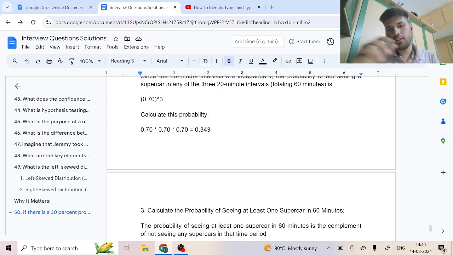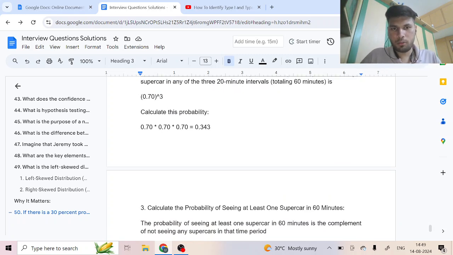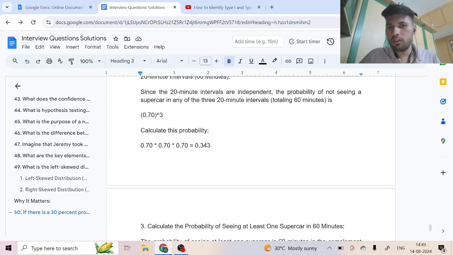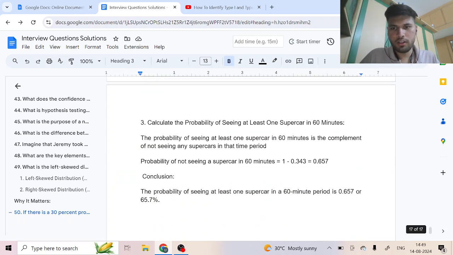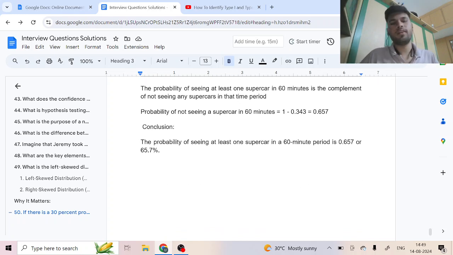So we subtract from 1: the probability of seeing a supercar in 60 minutes is 1 minus 0.343, that is 0.657. So the probability of seeing at least one supercar in a 60-minute period is 0.657, or 65.7%.